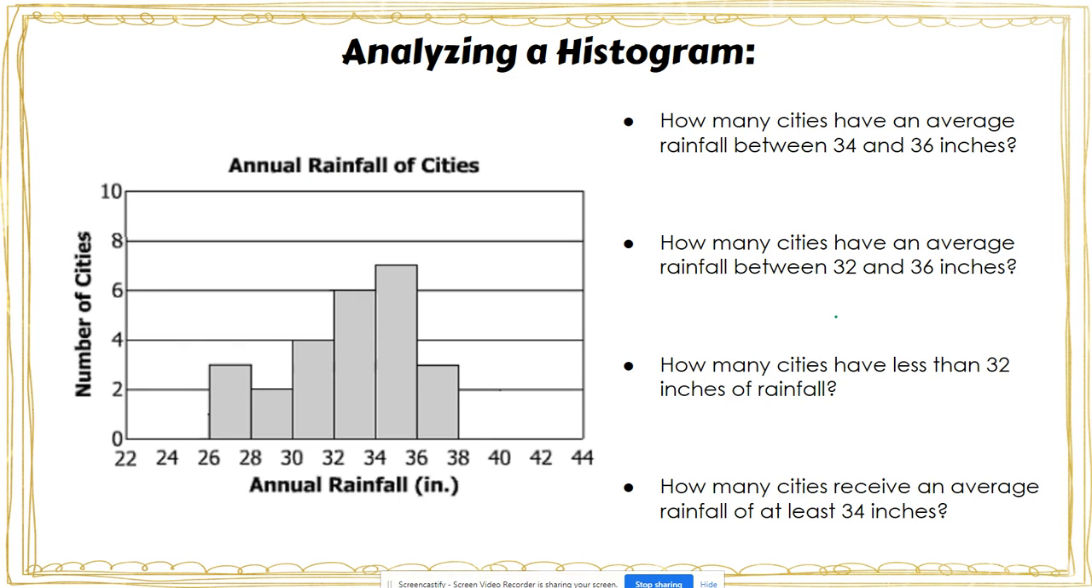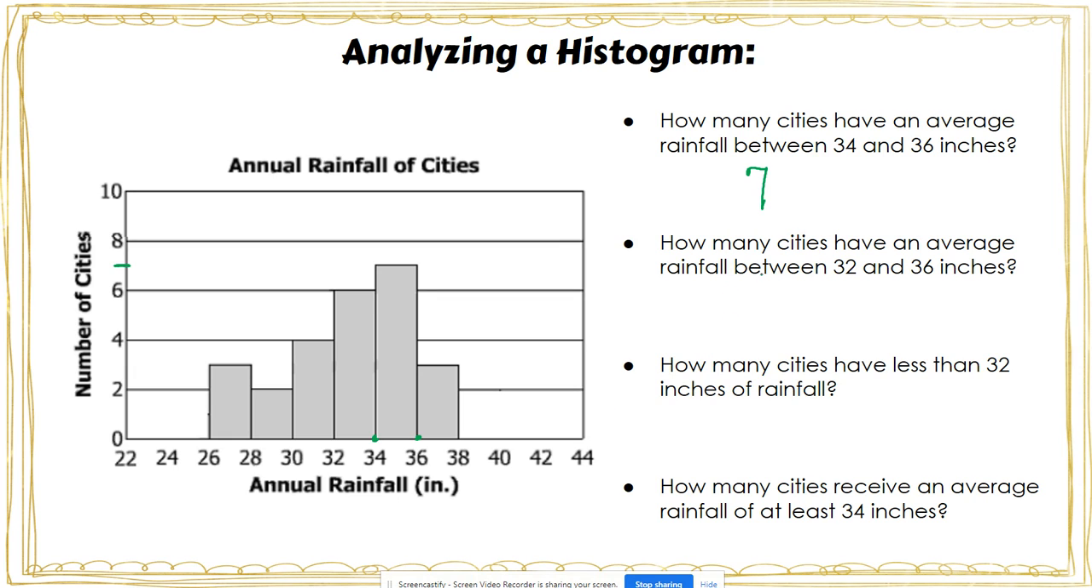Now let's analyze a histogram. This histogram shows the annual rainfall for different cities. And we want to know how many cities have an average rainfall between 34 and 36 inches. Well, let's look. When I look down here, I see that 34 is here and 36 is here, which means this bar represents 34 to 36. So to figure out how many cities that is, I'm going to go to the top, and I notice that it's right here in between 6 and 8. That means that there are 7 cities that have a rainfall between 34 and 36 inches.